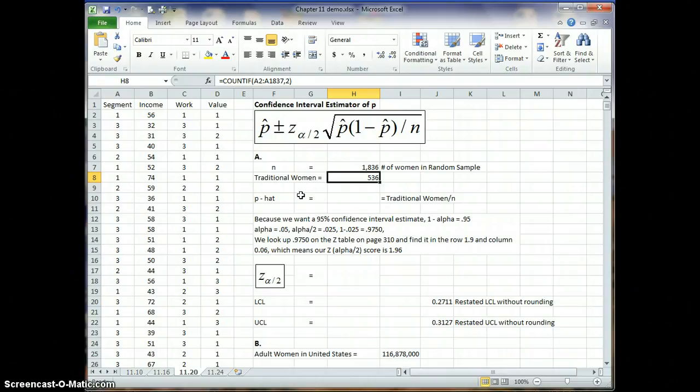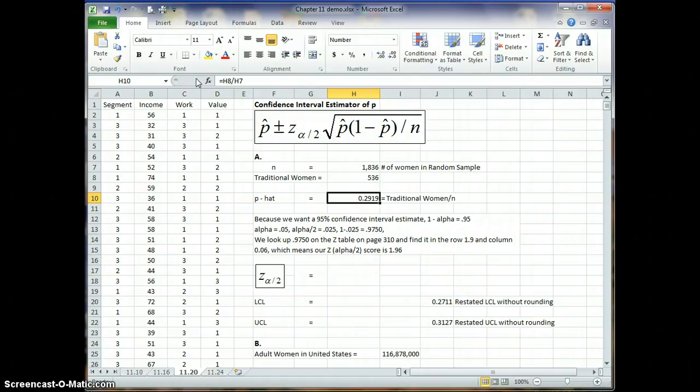536. So the p-hat, or the proportion of traditional women out of the total sample, is simply taking the traditional women, the 536, divided by the 1836, and again enter, and that gives us 0.2919.